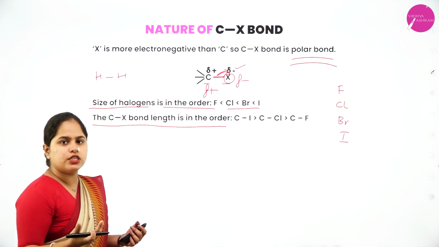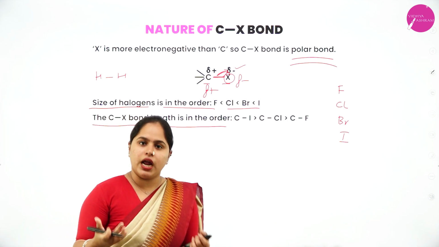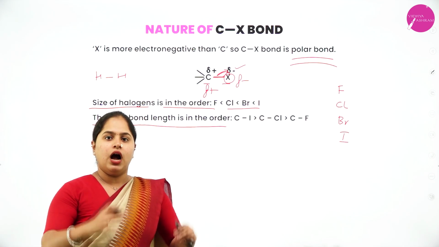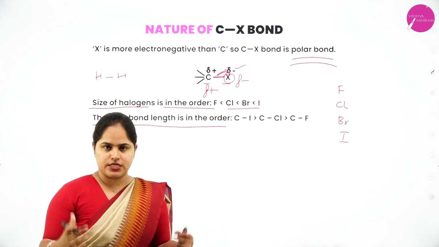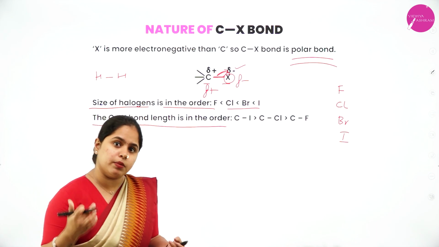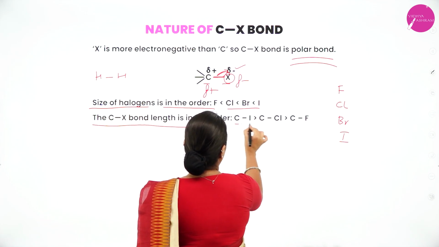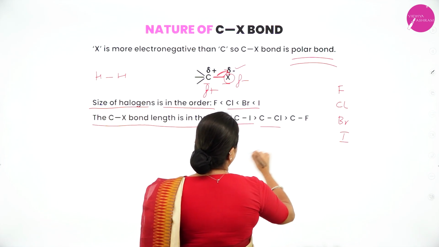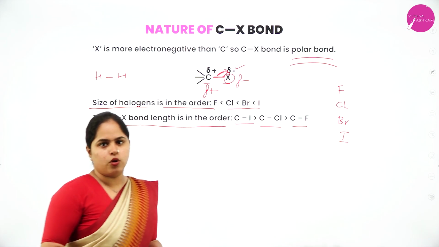Now, which will have the highest bond length? Of course, carbon-iodine will have the highest bond length, right? Iodine has the largest size. So the carbon-iodine bond will be the longest. The bond length order will be C-I, C-Cl and C-F. Okay, I hope it is clear.